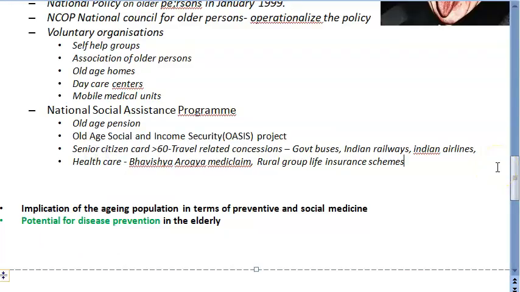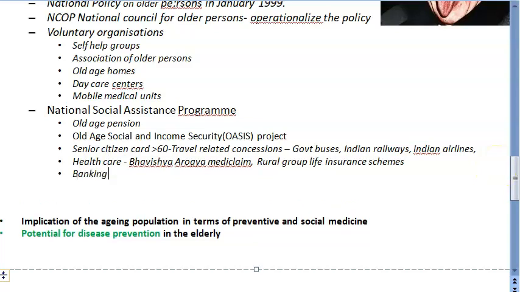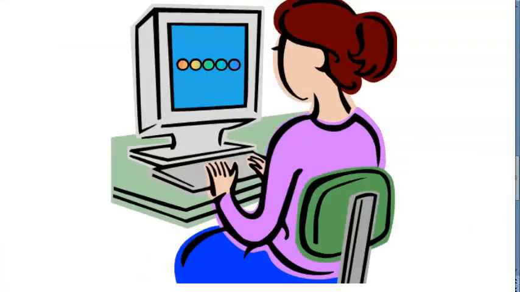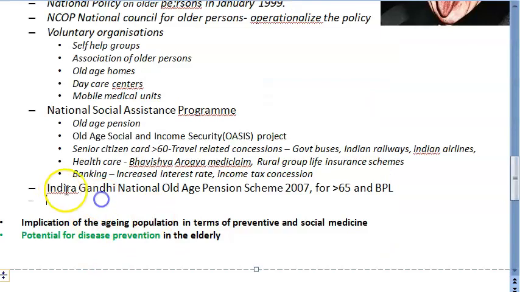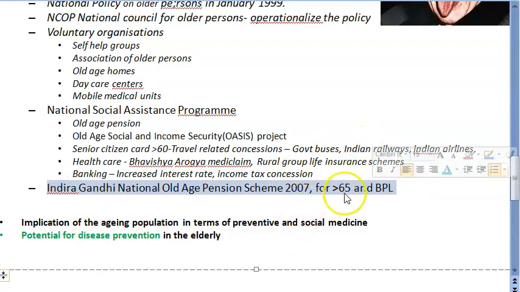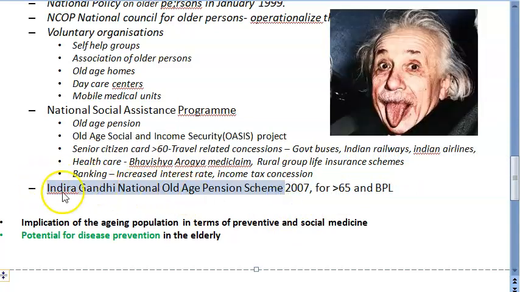Also, if they keep their FD or like banking, they will get an increased interest rate in the bank, right? Then they'll get income tax concession, right? Going in for a little more specific, guys, focus on Indira Gandhi National Old Age Pension Scheme 2007. This was the pension scheme. IGNOAP, Indira Gandhi National Old Age Pension Scheme.